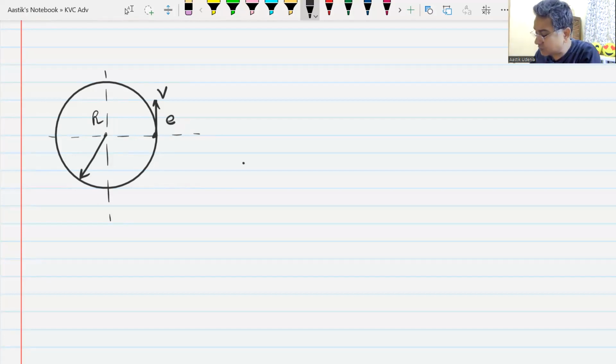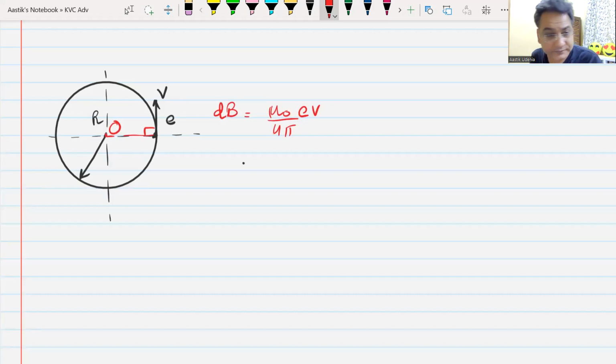So how are we supposed to find it? This is the center O. The magnetic field B, or let me call it dB, produced by this one will be mu naught by 4 pi. Charge is e, velocity is v. The angle between the velocity vector and the radius vector, or the distance, is how much? 90 and r, sir. 90 and r. That is the magnitude of the magnetic field.